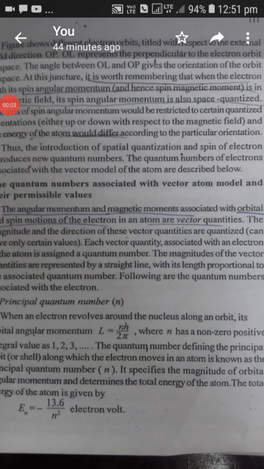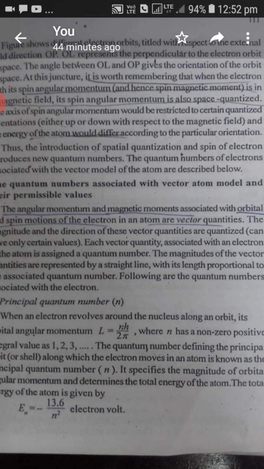We have seen about the atom models. Next we can see about the different quantum numbers associated with the vector atom model. First, we have studied that orbital electrons have different motions, that is orbital motion and spin motion. These orbital and spin motions produce angular momentum and magnetic moment.